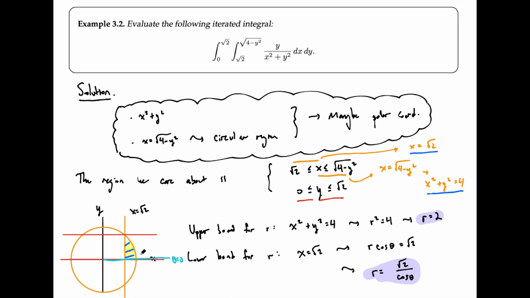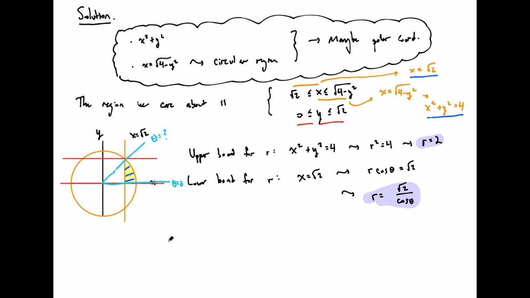The slightly trickier one is the upper bound. It looks like we sweep out angles all the way up to here. That's the upper bound that we care about. There are a number of ways you could think about this. For example, you could pretty much eyeball it and say, well, that blue line that I just drew passes through the point root 2, based on the intersection of these two lines. So you could say, okay, I know that angle is going to be pi over 4.